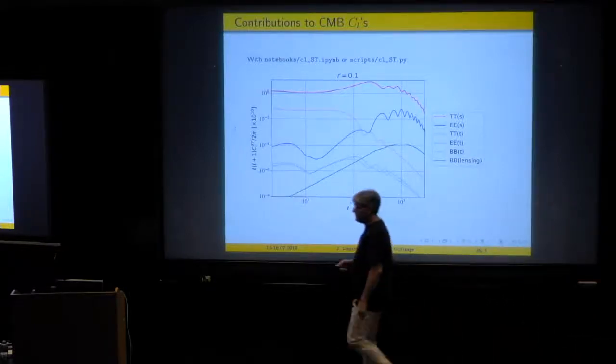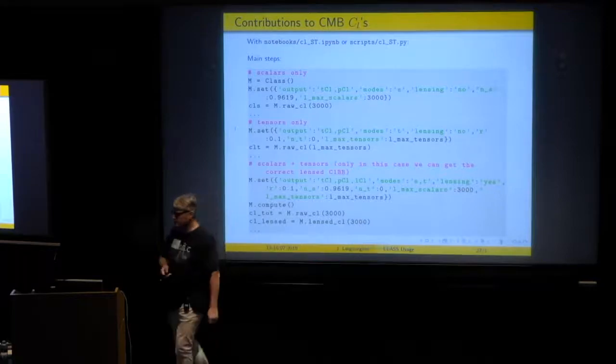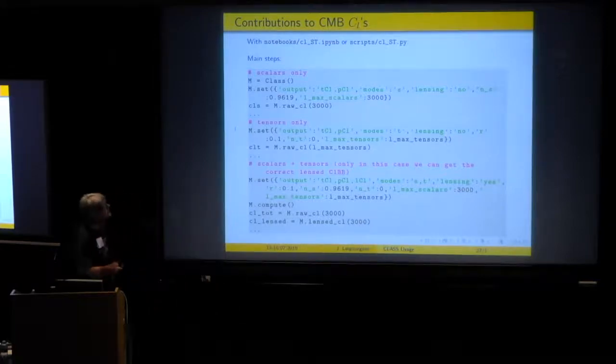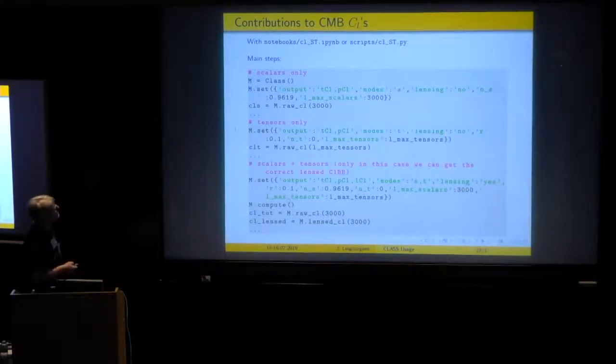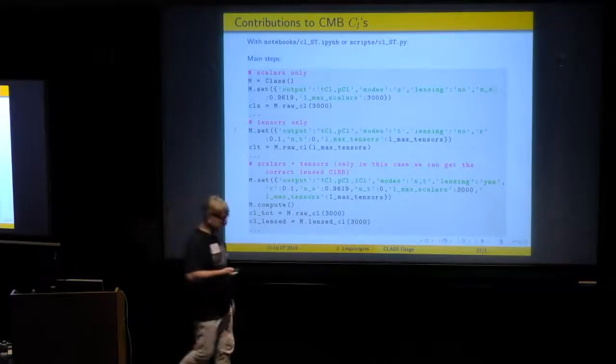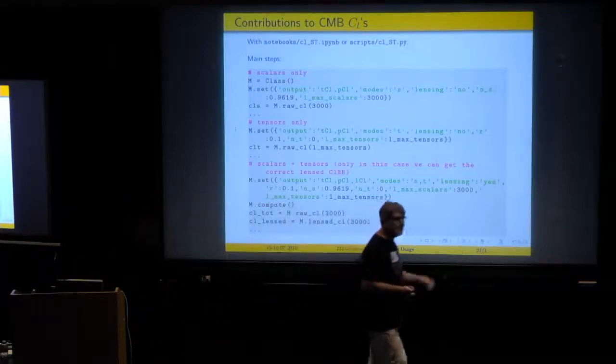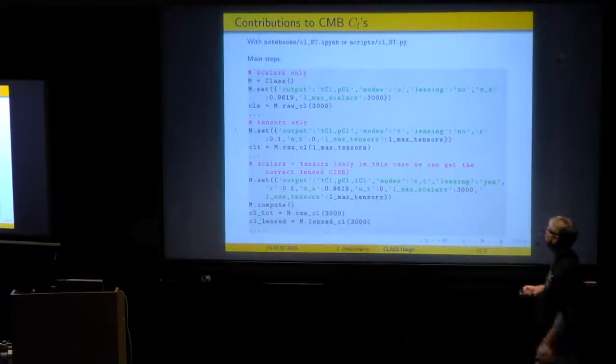Okay, so to get this, I have another script here called clst.py. And the idea is that we will first run CLASS in order to have our figure with scalars only, then with tensors only, and then with scalars plus tensors. And then we have all the information to show all the curves of the previous plot.